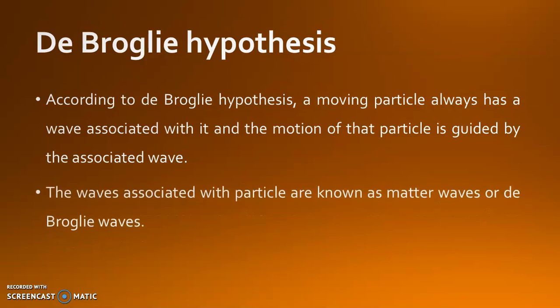The waves associated with particles are known as matter waves or de Broglie waves, and this relation is given by the equation lambda is equal to h upon p, where lambda is the wavelength of the de Broglie wave, h is the Planck constant, and p is the momentum. In this single equation, we can observe the wave nature and the particle nature, because a wave has a wavelength, and any particle has momentum. Momentum is mass into velocity.